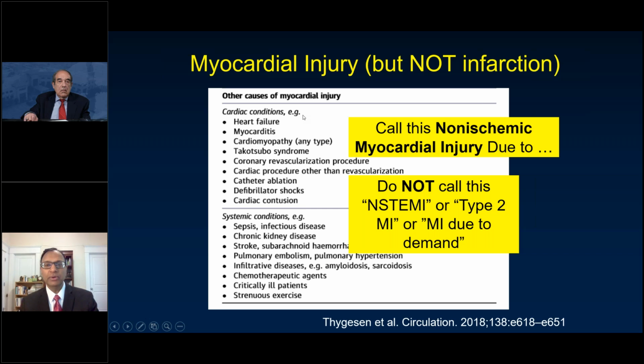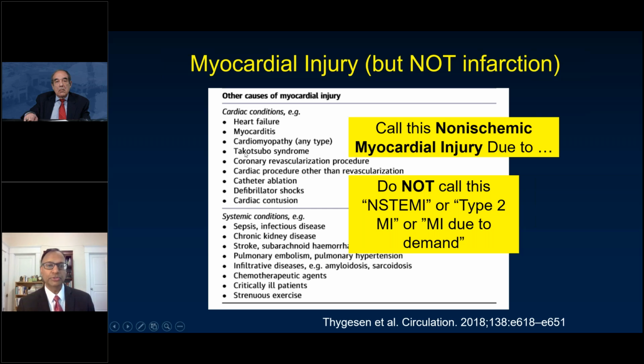Myocardial injury without infarction is due to a whole host of conditions, some of them cardiac and some of them systemic. And this occurs when there is clear evidence of troponin being elevated in a rise or fall in acute injury, but there is not evidence of acute ischemia, and often your workup reveals other causes. So most patients coming in with a heart failure exacerbation, it is not correct to call them type 2 MI or even demand ischemia. It should be called heart failure causing non-ischemic myocardial injury.